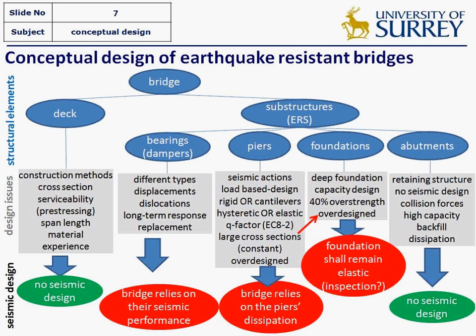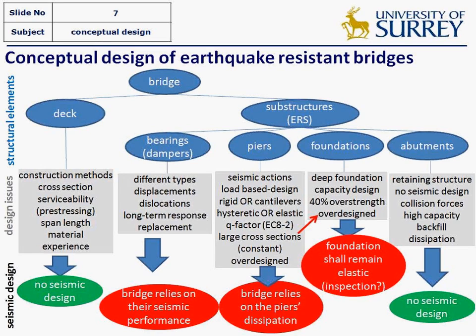Piers do participate during an earthquake. They can either be designed in an elastic manner, which means that they are not expected to exhibit inelastic response, or they can be designed in order to dissipate part of the induced seismic energy, which means that hysteretic behavior of the pier is expected during earthquakes. So bridges rely on the pier dissipation. And of course, an over design of the seismically isolated bridge piers may lead to the over design of the foundation, as foundations should have a 40% over strength as compared to the strength of the piers.